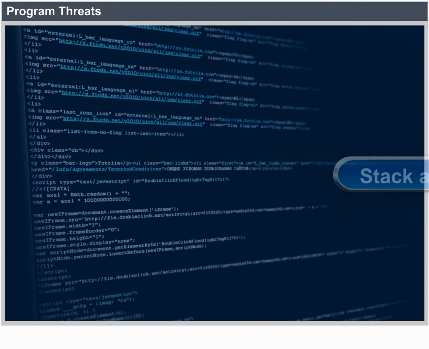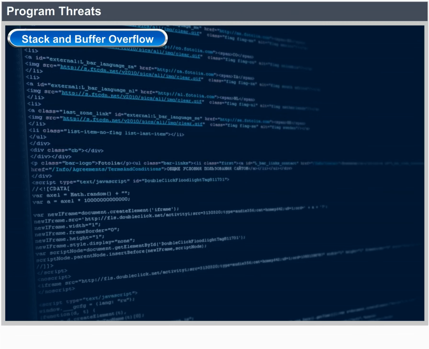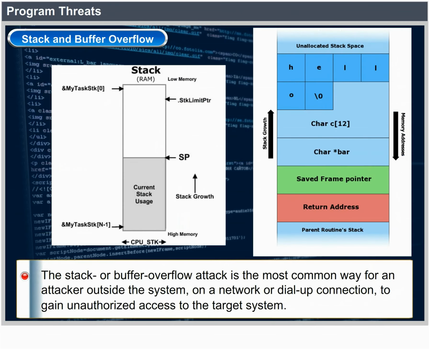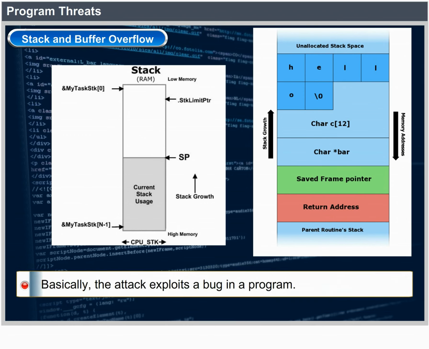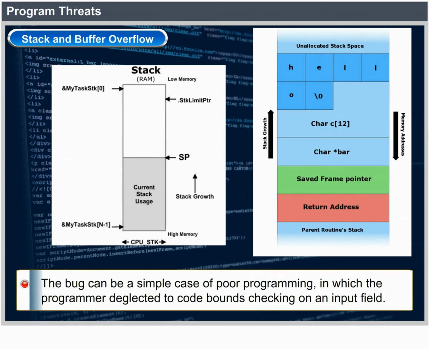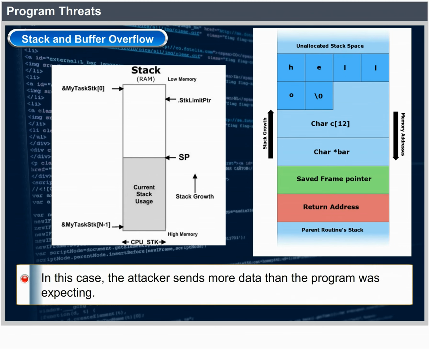Stack and buffer overflow. The stack or buffer overflow attack is the most common way for an attacker outside the system on a network or dial-up connection to gain unauthorized access to the target system. An authorized user of the system may also use this exploit for privilege escalation. Essentially, the attack exploits a bug in a program. The bug can be a simple case of poor programming in which the programmer neglected to code bounds checking on an input field. In this case, the attacker sends more data than the program was expecting.